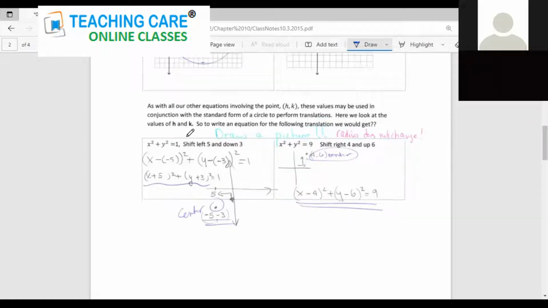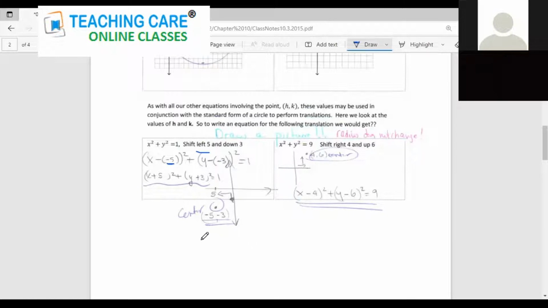See now, it's x squared plus y squared equals 1. Shift left 5 and down 3. Shifting left means here you have to do -5. If it is shift right 5, you just put +5. Since they have told left, it is -5. Then y minus of down 3, so it will be -3, equal to 1. Now minus into minus is plus, and this will be y plus 3 the whole square, which is 1.